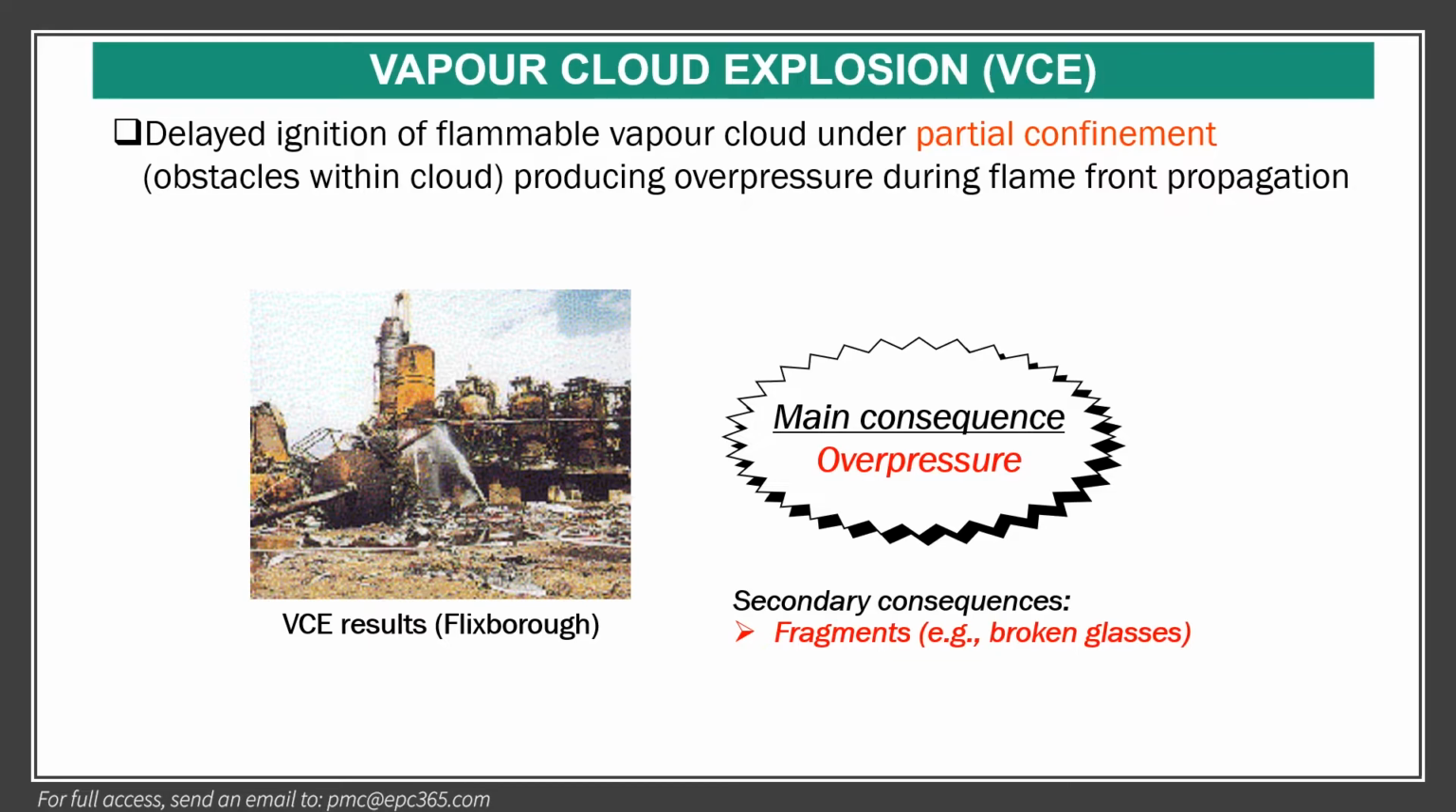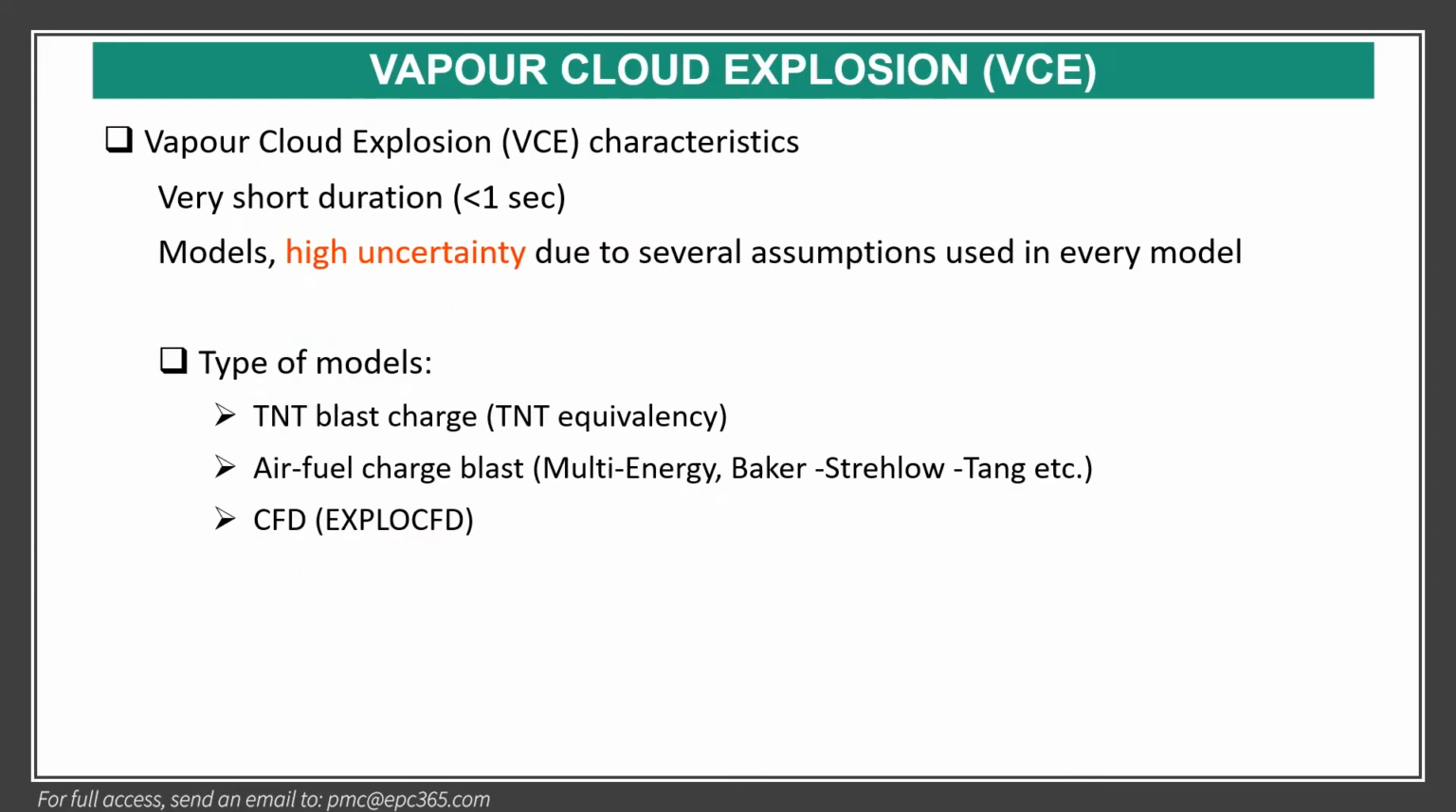Vapor cloud explosion is normally a delayed ignition of a flammable vapor cloud under partial confinement. Obstacles within the cloud produce overpressure during front propagation, and the main consequences of overpressure are broken glasses. Vapor cloud explosion has a characteristic of very short duration, less than 1 second, and the model has a high uncertainty due to several assumptions used in every model.